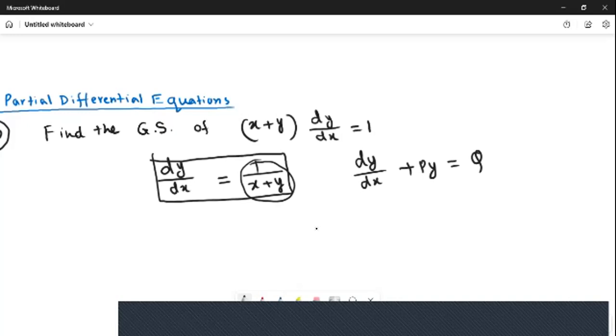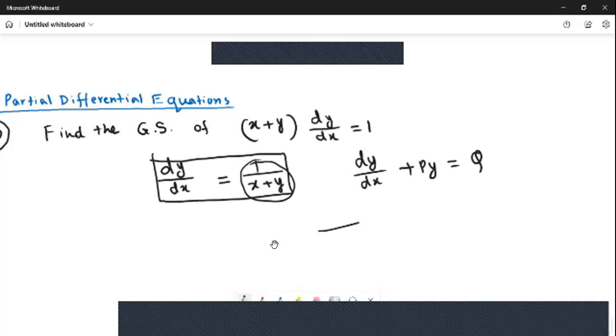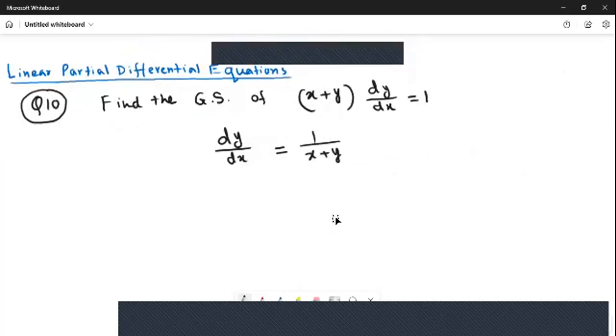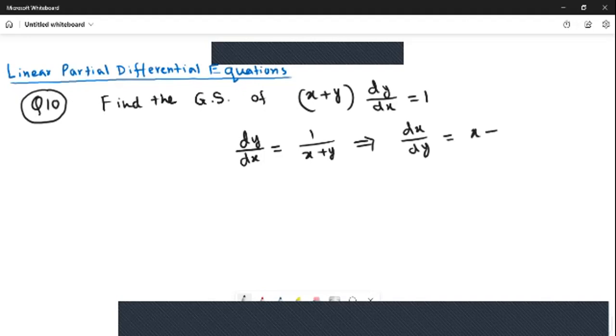So what we will do instead, just see here what we will do now. Instead, I will write dy/dx first, which is 1 by (x plus y), and then I will transform it to dx/dy, which will be x plus y.